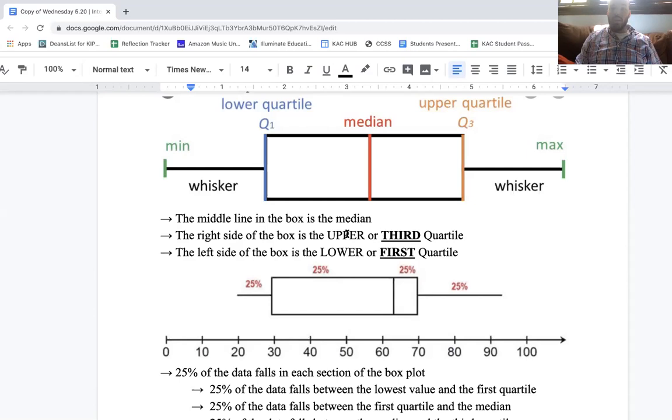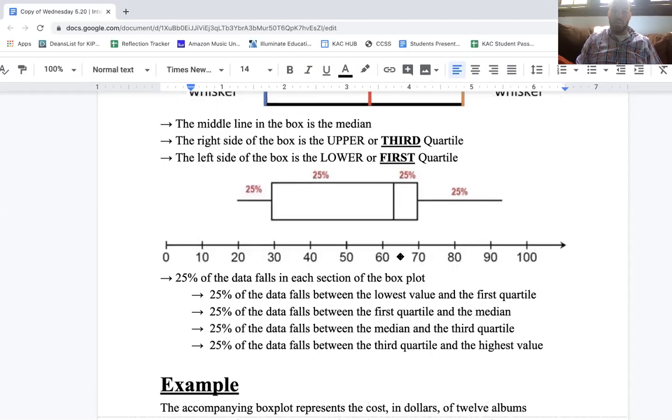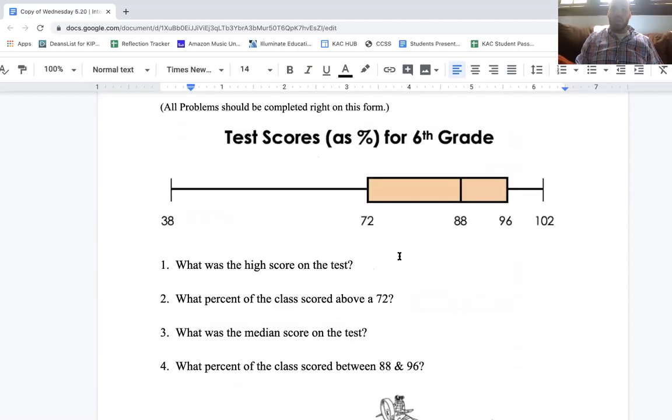I want to point out again, because this is going to come up several times today: upper quartile is the same as saying third quartile. Lower quartile is the same as saying first quartile. Those things are synonyms, so we need to be able to interpret both of them. What is the highest score on the test? I would go here. The biggest number is 102. Even though there isn't a number line, I know that this on a box plot represents that.